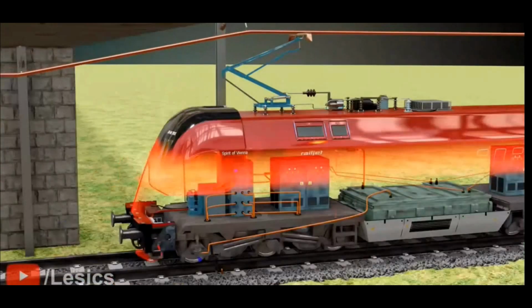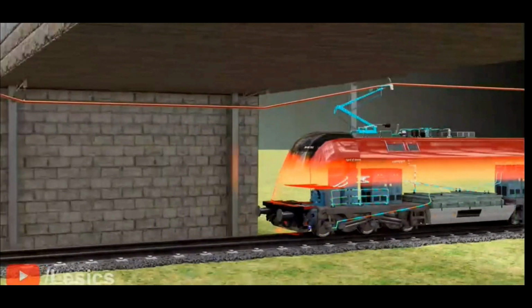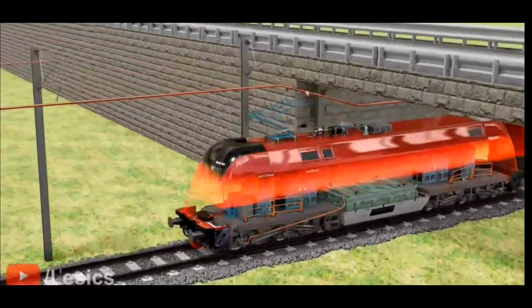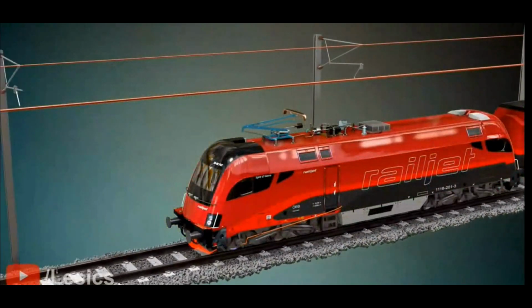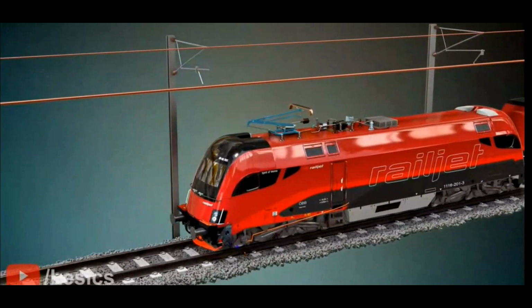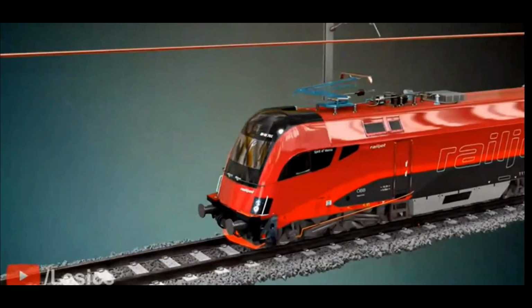Now, let's see the pantograph in action. If for some reason the pantograph loses its connection with the wire, the train will continue its free run for a few kilometers due to high momentum.